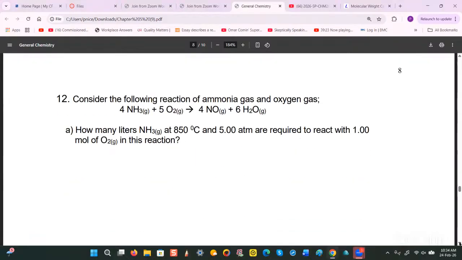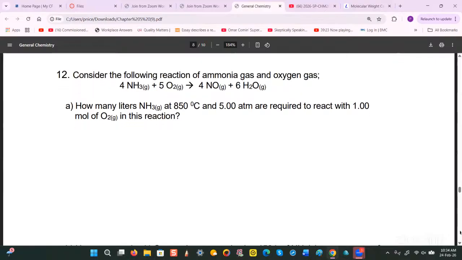Okay, now this one is an example of a gas stoichiometric type problem, all right? It says how many liters of ammonia at 850 degrees Celsius and 5 atmospheres are required to react with 1.00 moles of oxygen in this reaction. And it gives you the balanced equation, which is necessary to solve this problem.